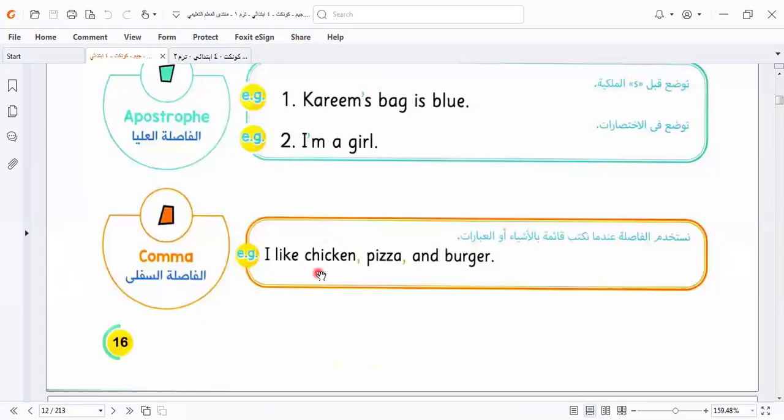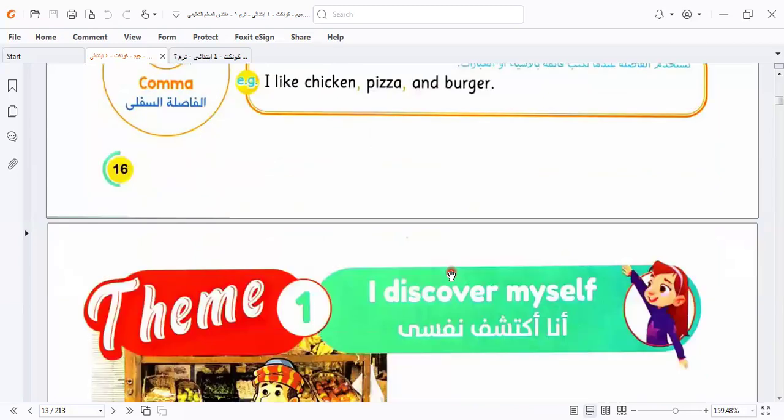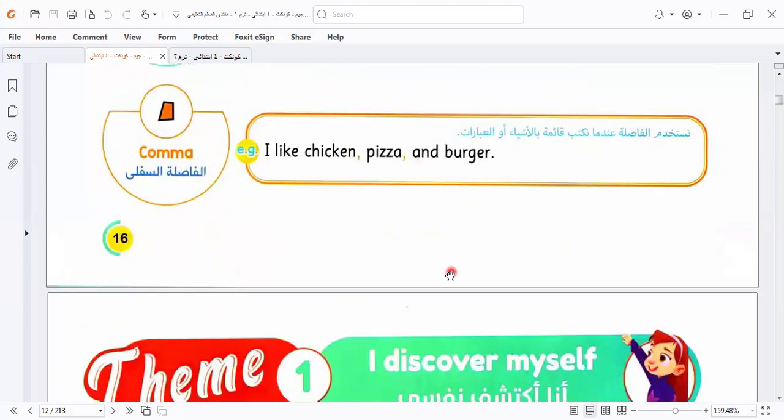Comma. When we say I buy some of this and that, we use commas. For example, I like chicken, pizza, and burger, or I buy cheese, butter, and bread. So here we have commas. They must be written when we list many things.